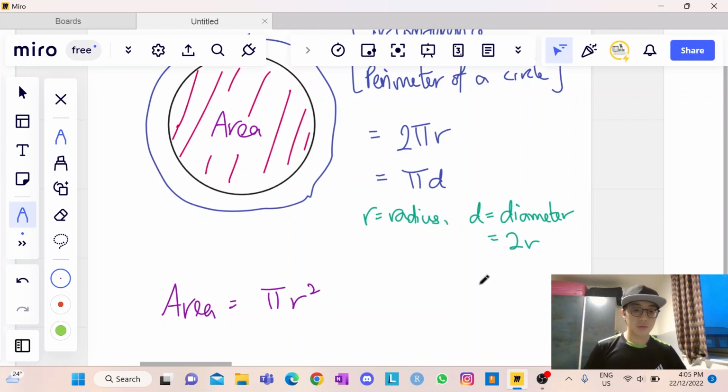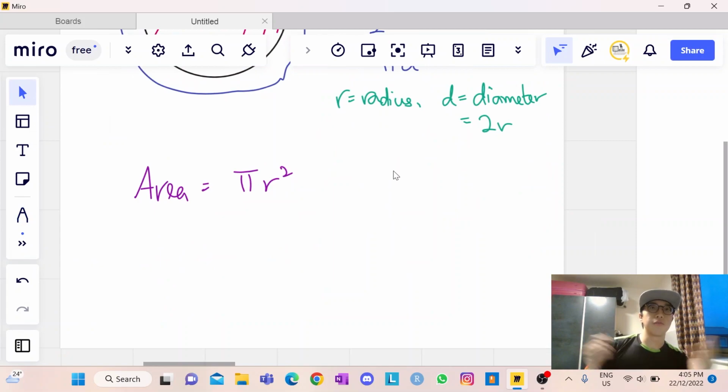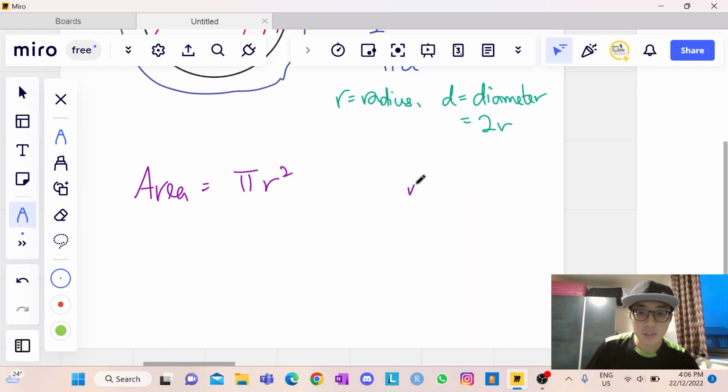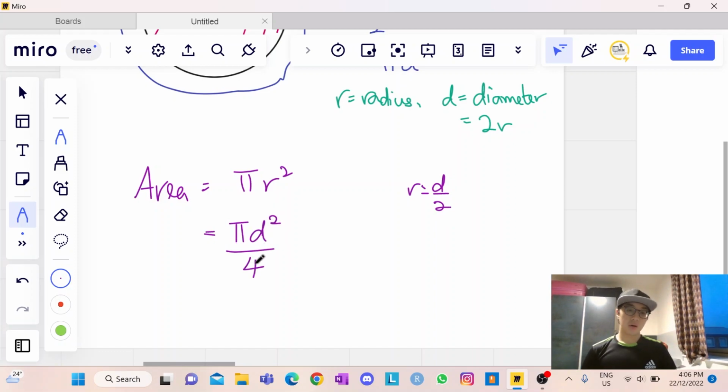All right, so if the question gives you in terms of d, let's say that they say the diameter of a circle is 4 cm, you might want to divide it by 2, so the radius is 2 cm, and sub it into this. Or, since r is equal to d over 2, it is equivalent to pi d squared over 4. Both of these are equivalent, so you can change it in the way that eases you when you calculate the circle.